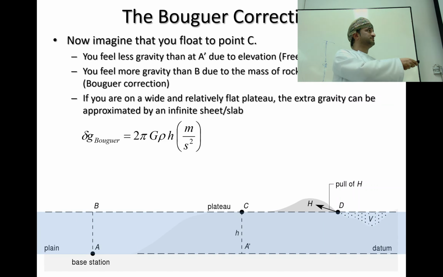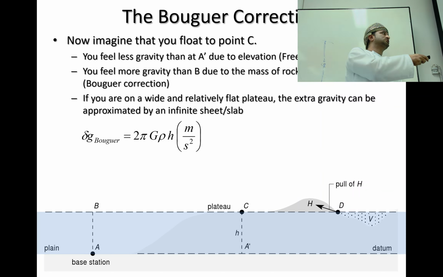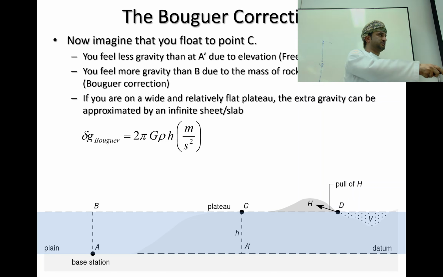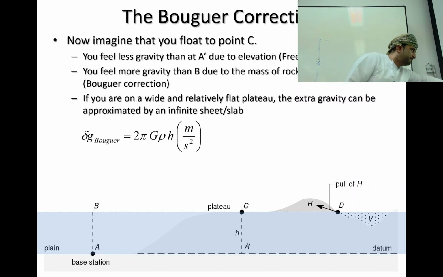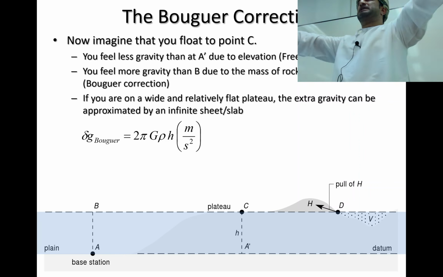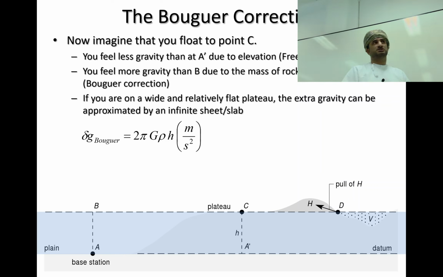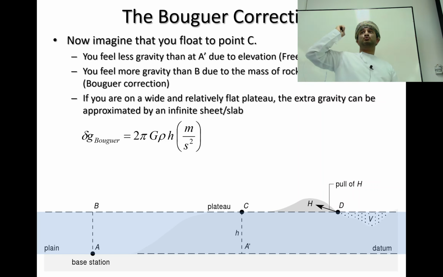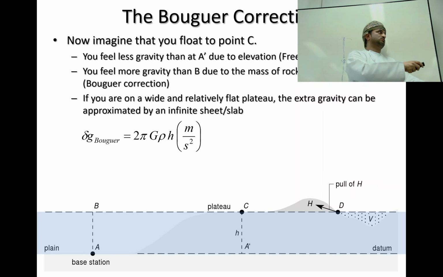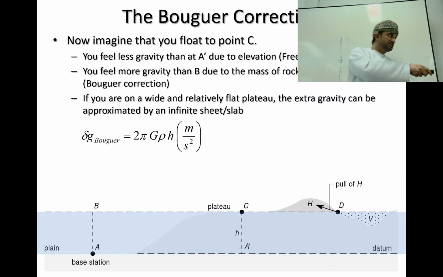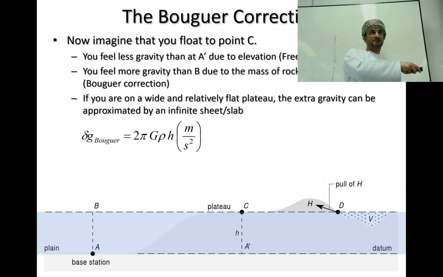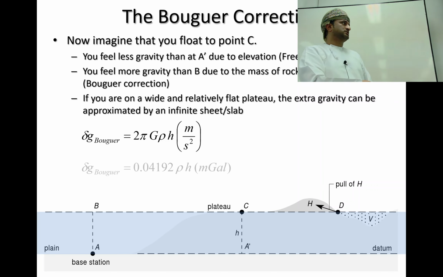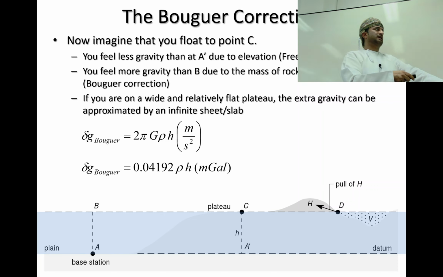You have seen this one: 2 pi G, density times elevation, or thickness in this case, thickness of this slab. We assume it's made of an infinite slab. This is exactly the same as the previous slide I showed you: 2 pi G times density of this slab, times the thickness of the slab. And it turns out to be that much per milligal.